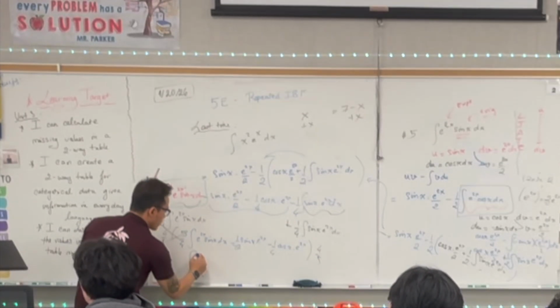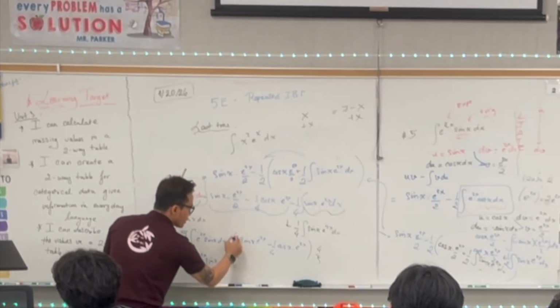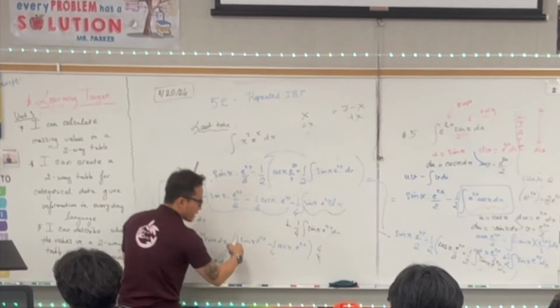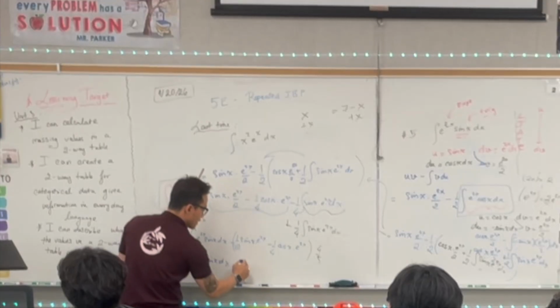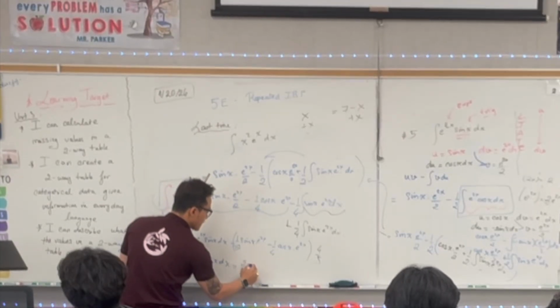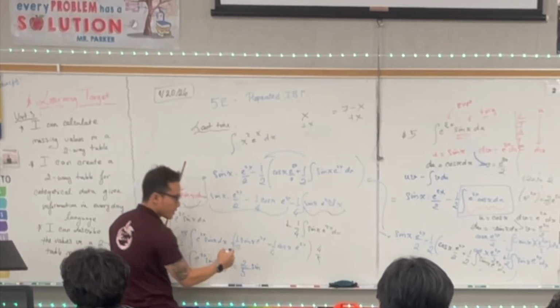Now, this is what I'm looking for. And that is actually equal to, now distribute 4 over 5 here. 4 over 5 times 1/2 is 2 over 5, right? 4 and 2 cancel out. Simplify.